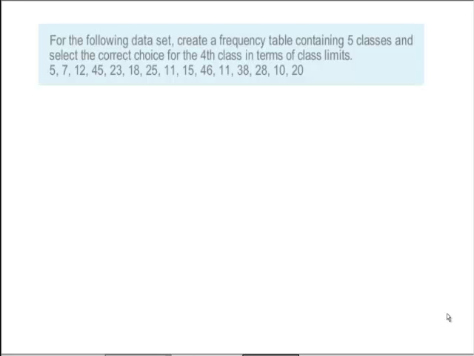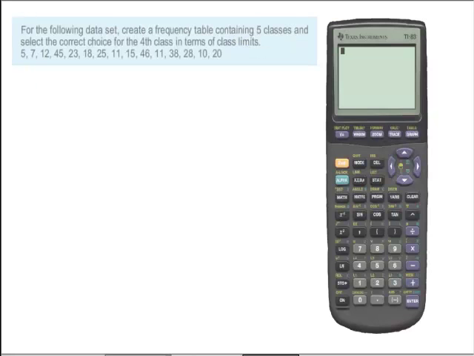In this problem, we're asked to create a frequency table for the given set of data, and it specifies the frequency table should contain 5 classes. Then we are to select the correct choice for the 4th class in terms of the class limits. To do this problem, we'll use the TI-83, making sure it's turned on.